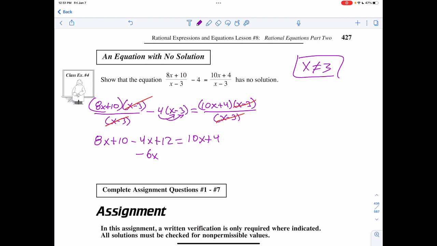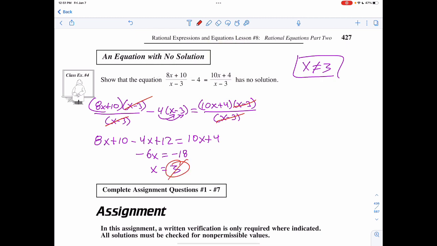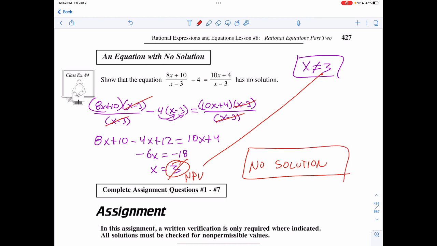On the right side, if I have that 4, I take away 12, and I take away another 10, I got negative 18, which means that when I divide both sides by negative 6, x is equal to 3, and that is my non-permissible value. There's no solution. I got no possible solutions left. The only solution I came up with was an MPV.